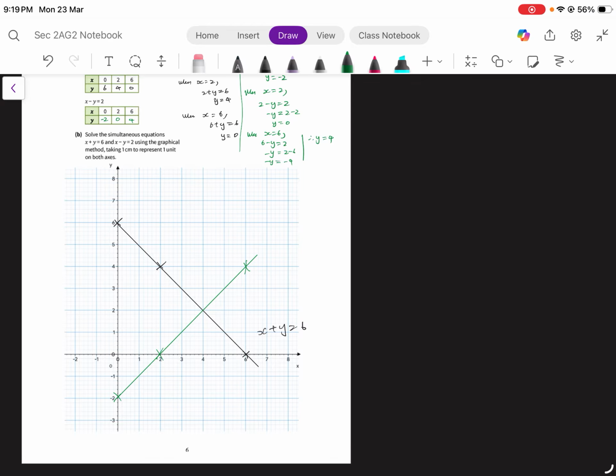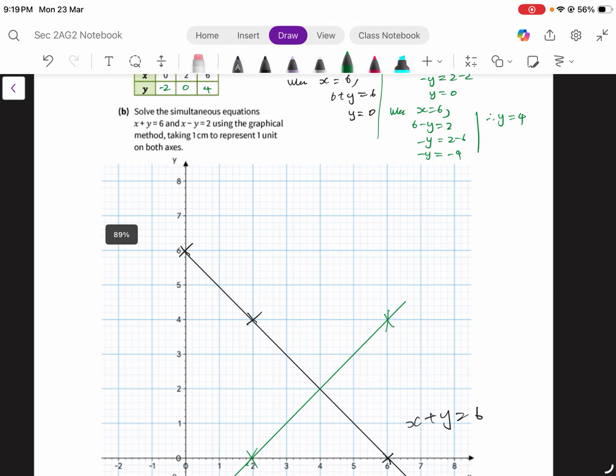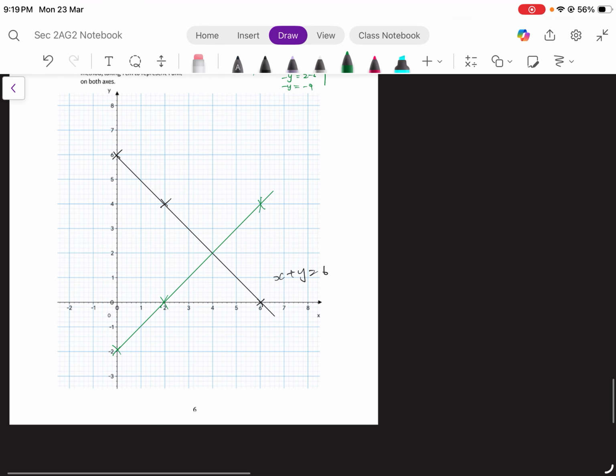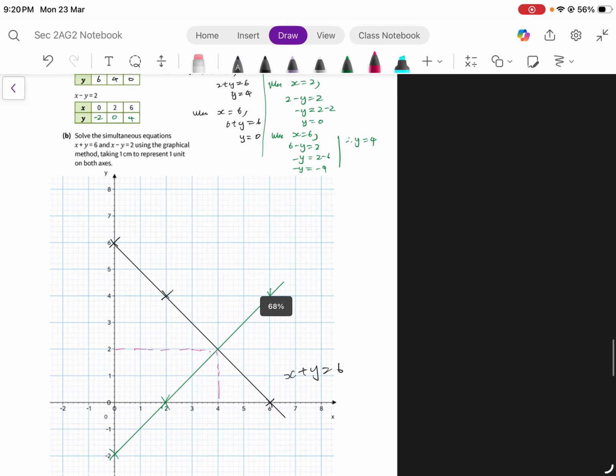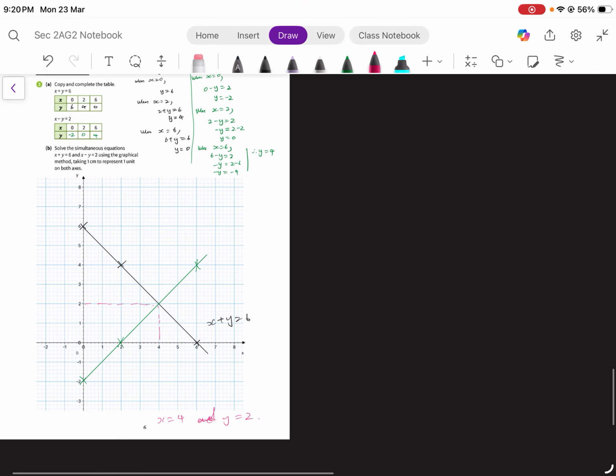Okay, so the answer for this, right, find the solution and solve the simultaneous equations, is this point. Right, this point. So the solution is x equals 4 and y equals 2. Okay, so this is the end of the video. Please give it a try, and hopefully when it comes out in the quiz later, you all can get it.